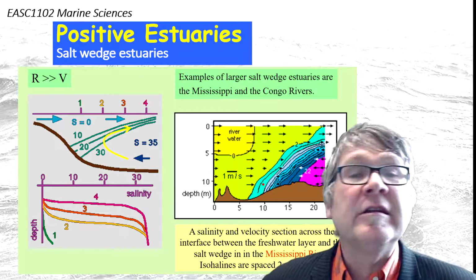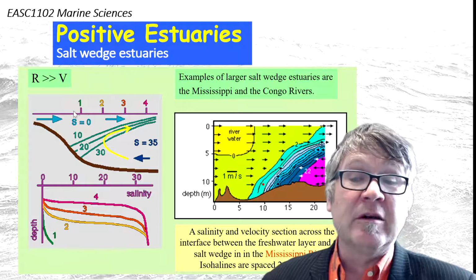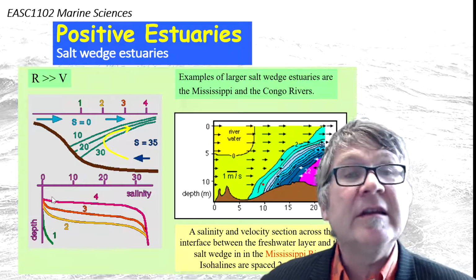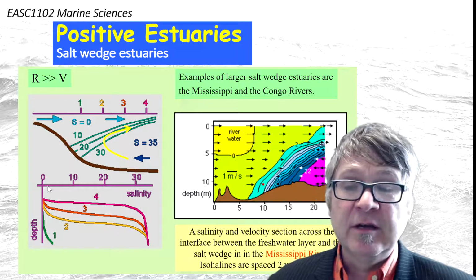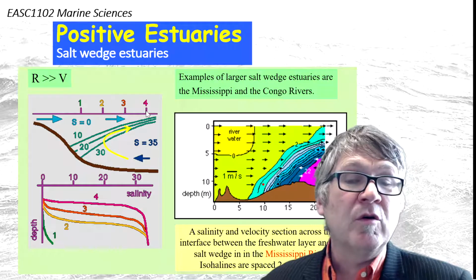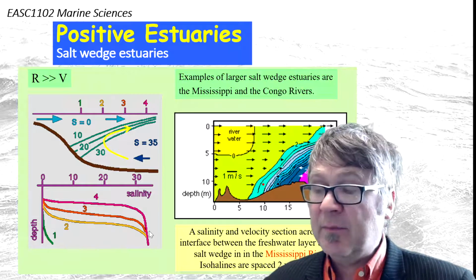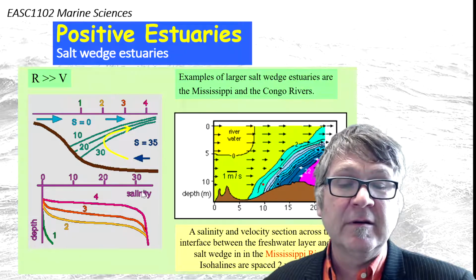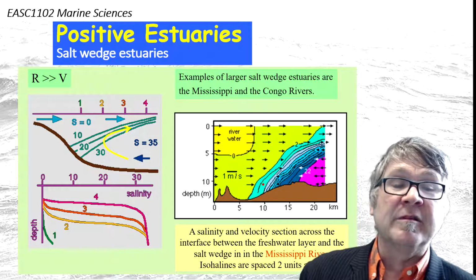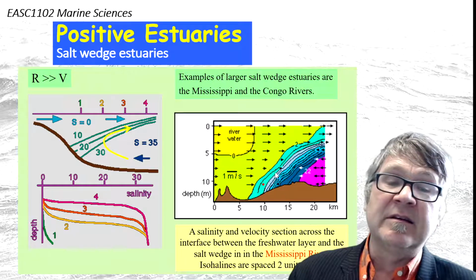If you measure vertical salinity profiles, you can do that here too. Here you have stations 1, 2, 3, 4. The bottom panel shows you what the salinity profile looks like if you measure from the surface to the bottom. For example, at station 4, you have a shallow freshwater layer, then the salinity increases, and you end up in the seawater layer. So the largest rivers create these salt wedge estuaries. For example, the Mississippi River, and you can see the salt wedge here in this salinity measurement.